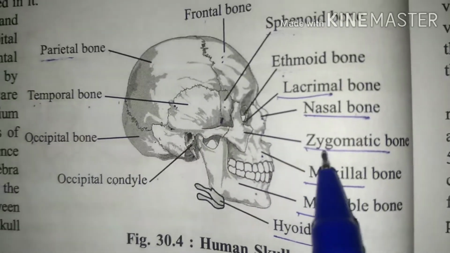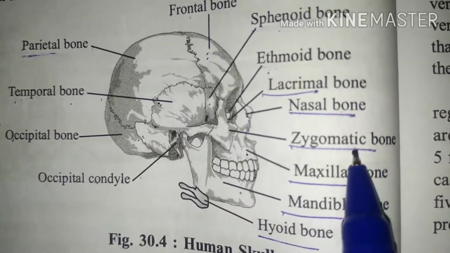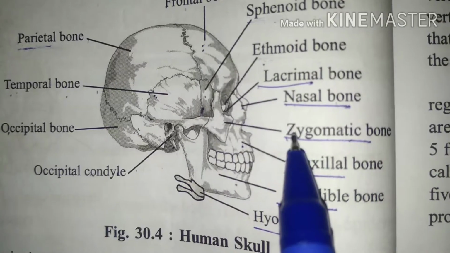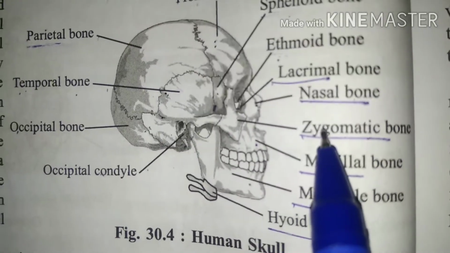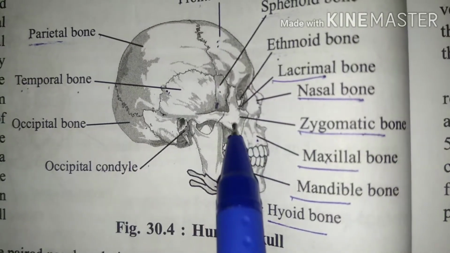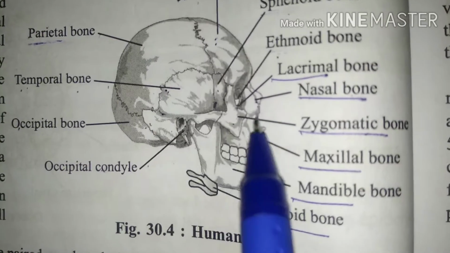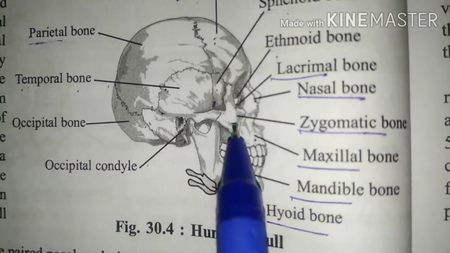Third, zygomatic bone. It is paired and located at the prominence of the cheek part. So it is the cheek bone.